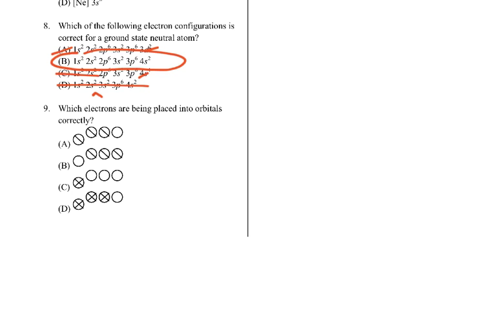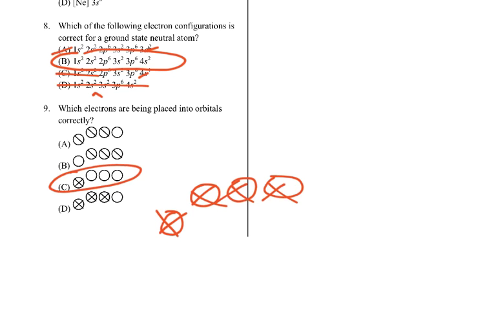Which electrons are being placed into orbitals correctly? If we were putting things in, we'd expect to put one of them here, and then 2 like that, and then we would go like here. So who was following that? C was following that. That's wrong because we should have gone 1, 1, 1 before we doubled. Here they left out the low ones, and here they should have filled that low one before they started higher. So those all have mistakes.